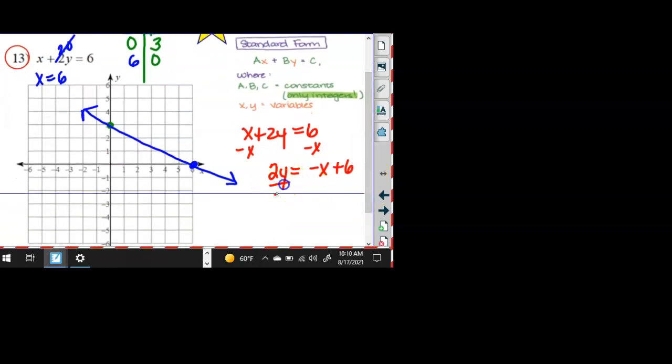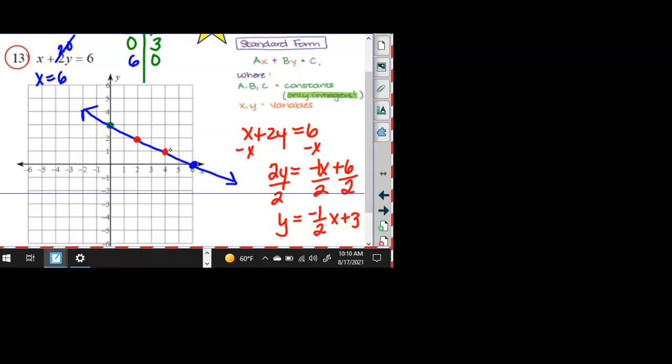And then to get the y by itself, I'm going to divide everything by 2. So I get y equals, now there's a 1 in front of this x, the good old invisible math, negative 1/2 x plus 6 divided by 2 is 3. Is that the line we graphed? We started at 3, down 1 and over 2, down 1 and over 2, same line.